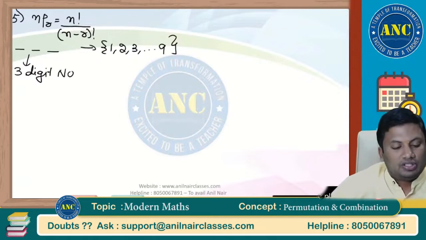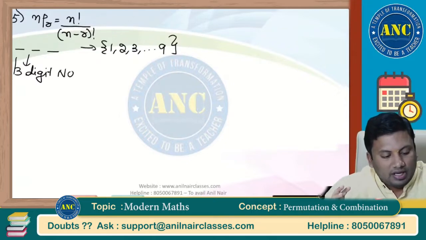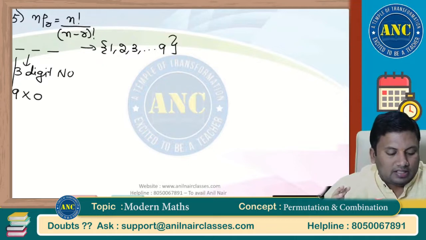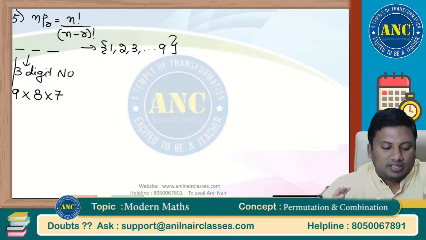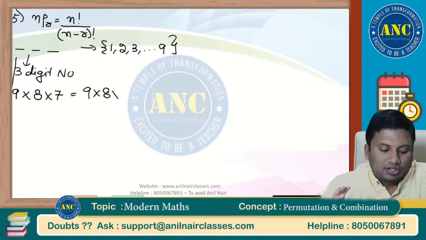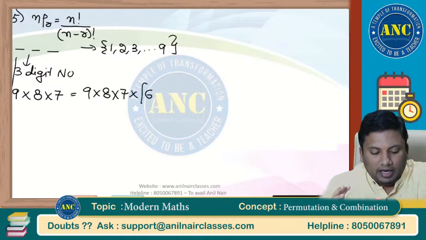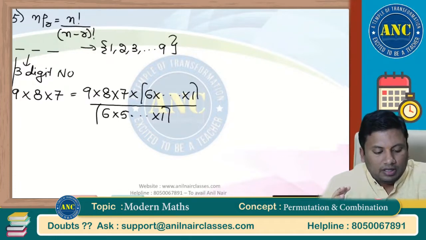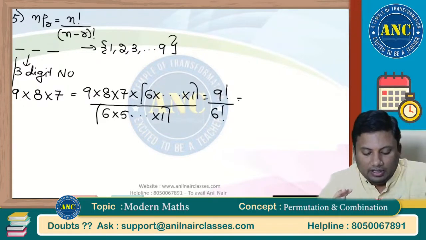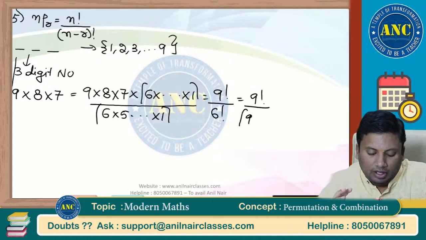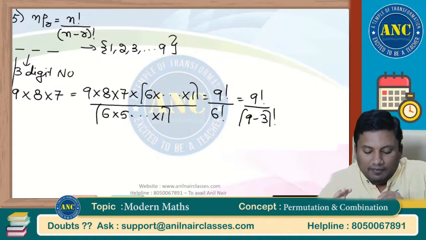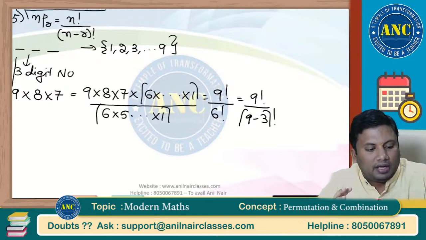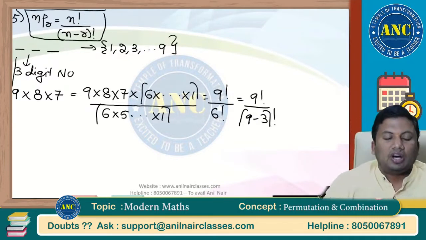There is no restriction on the leftmost or the rightmost place. This place can be 9, this place can be 8, this place can be 7. This can be written as 9 into 8 into 7. I will multiply and divide with 6 factorial, that is 6 into 5 and so on up to 1. This is nothing but 9 factorial by 6 factorial, which is also 9 factorial by (9 minus 3) factorial. That is the reason nPr is given by n factorial by (n minus r) factorial.